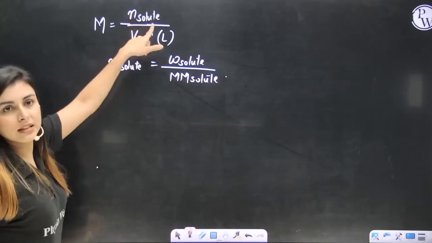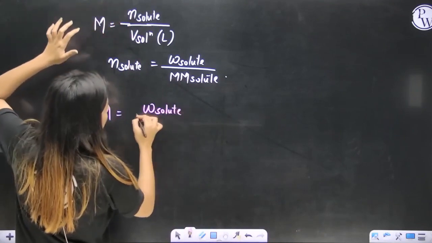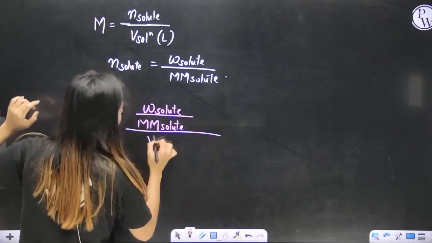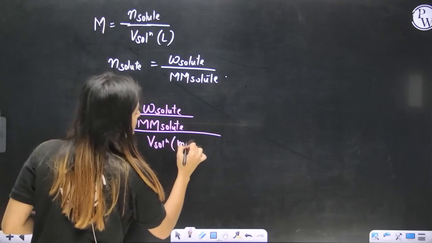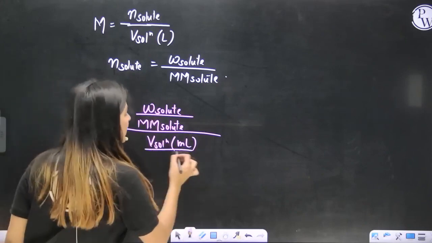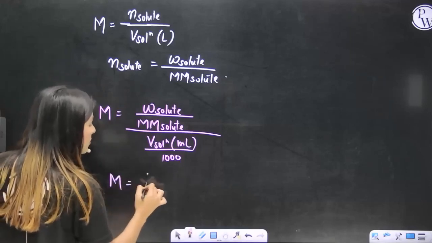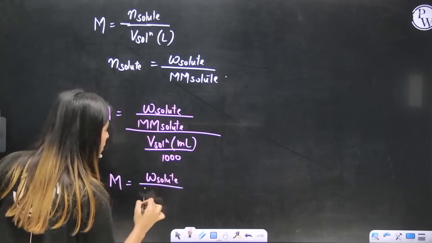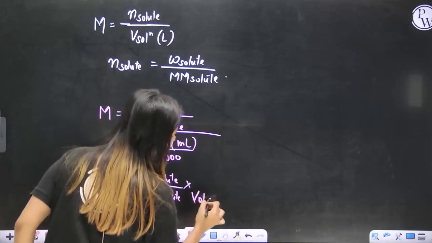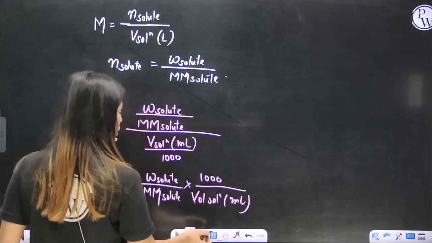If I put these things in this formula, I can say that molarity is equal to moles of solute, which is mass of solute divided by molar mass of solute, divided by the volume of solution. If you are given the volume of solution in milliliters, which is generally the case, you will have to convert it into liters by dividing by 1000. So the perfect formula for molarity comes out to be mass of solute upon molar mass of solute into volume of solution in milliliters divided by 1000. You'll come across this formula a lot of times.